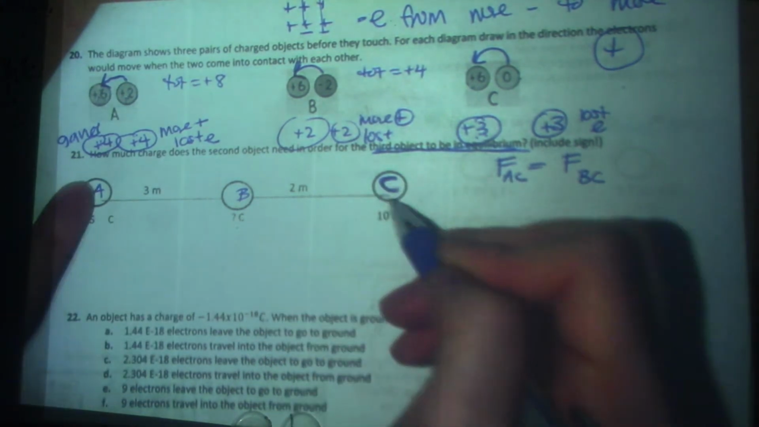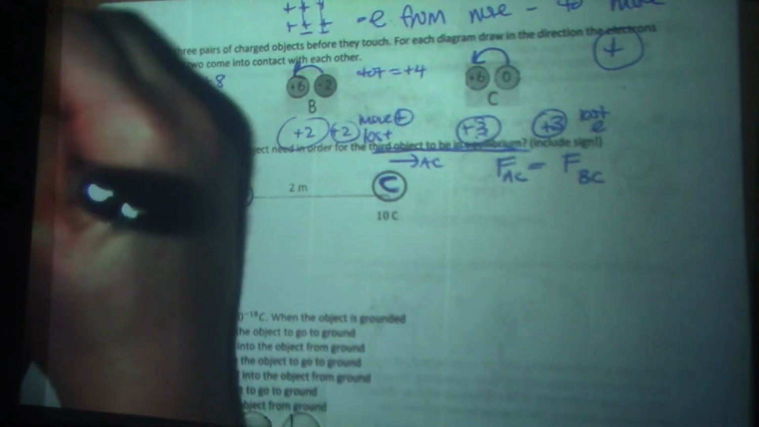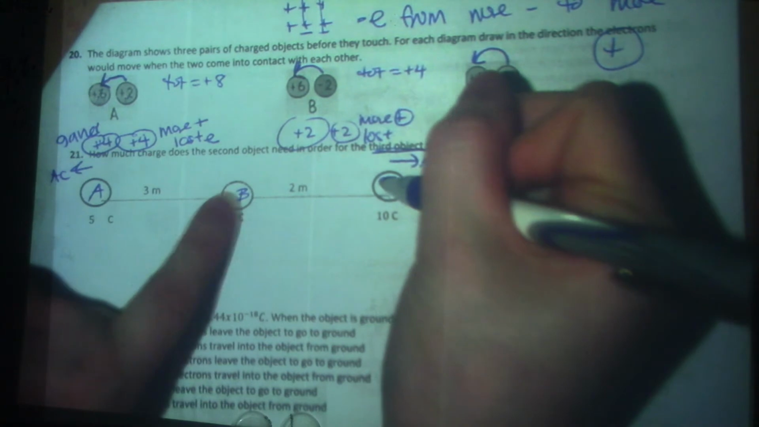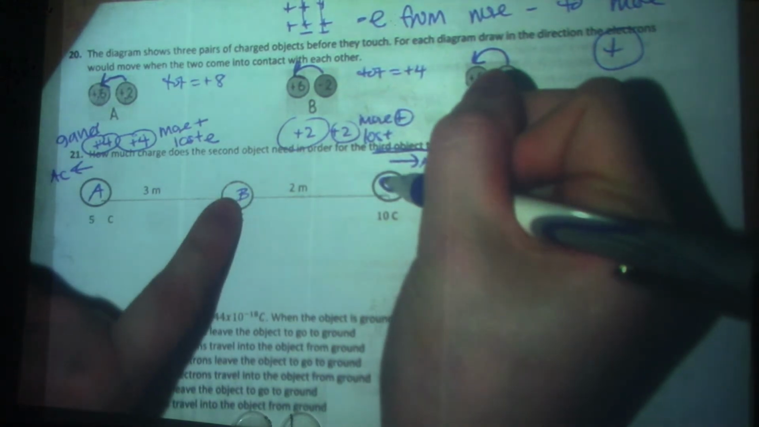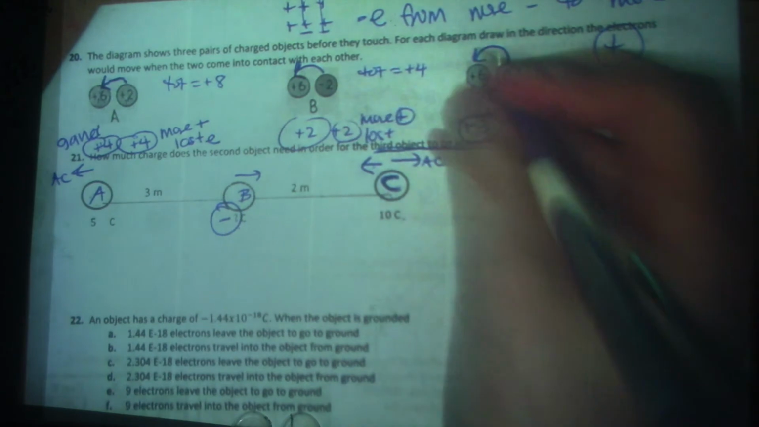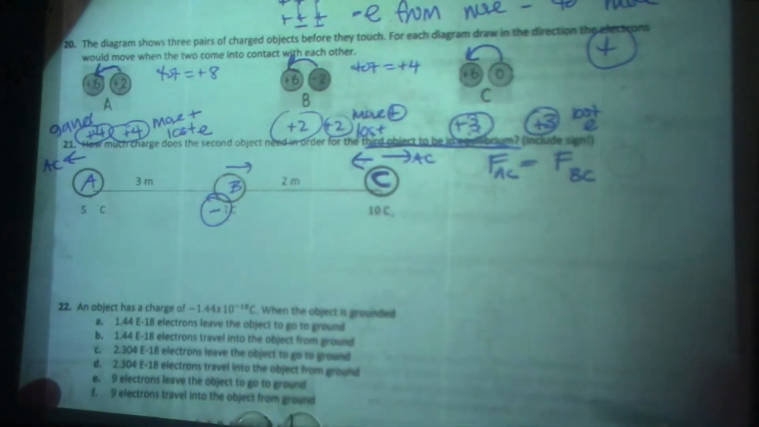But we do know that A and C are both positive, meaning they are going to repel away from each other. And then that means that the other force on C, the force between B and C, has to go to the left because you want these 2 to cancel out. If one is to the right, the other has to be to the left. In this case, that is going towards B. So if they go towards each other, opposites attract, meaning this has to be negative. And now that we've figured out the sign, we don't worry about sign anymore. We'll just put it on our answer at the end.